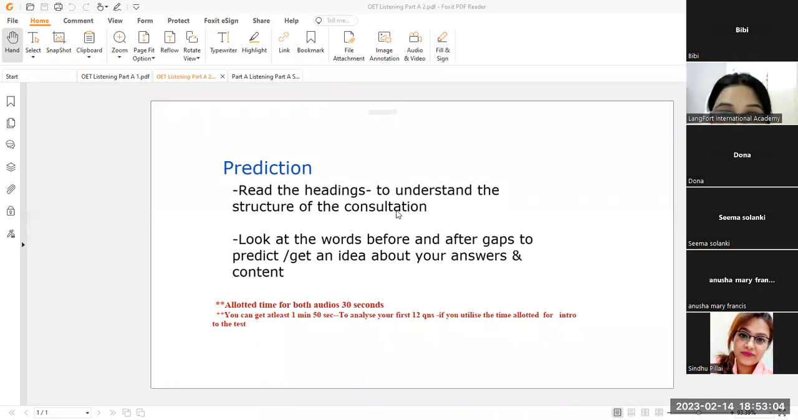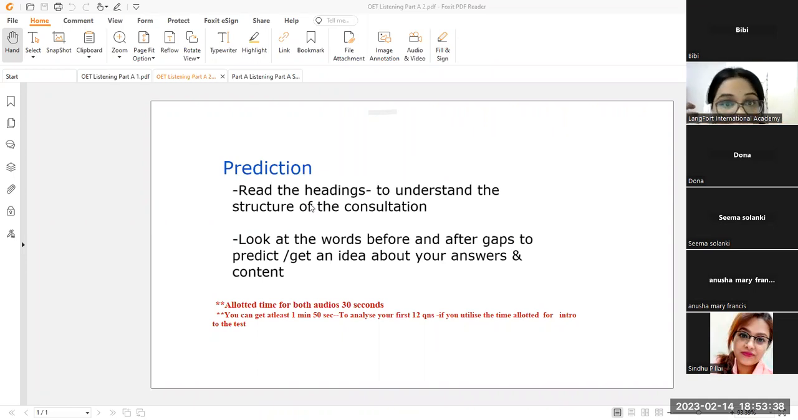Then you will go through each question. For each gap fill, you will look at the words before the gap and after the gap and try to think what your answer is going to be. What type of word will be your answer for each question? This is what prediction is all about. You read the headings, then go through each question, the words before and after each gap fill, and try to predict what type of word will come as your answer.